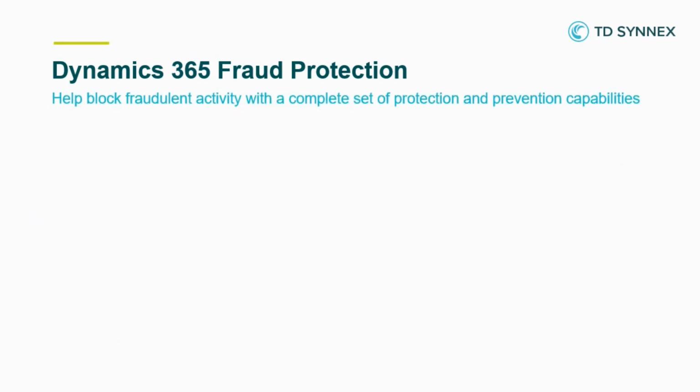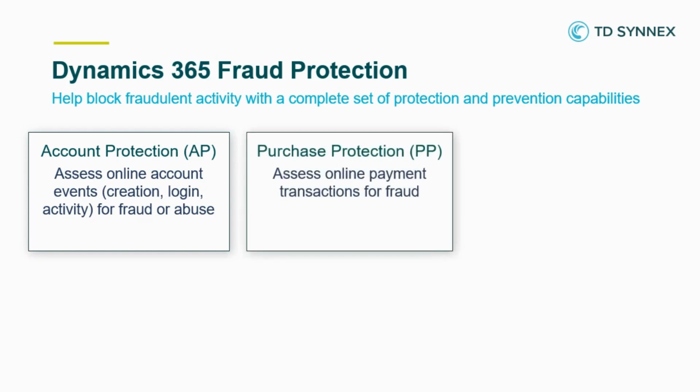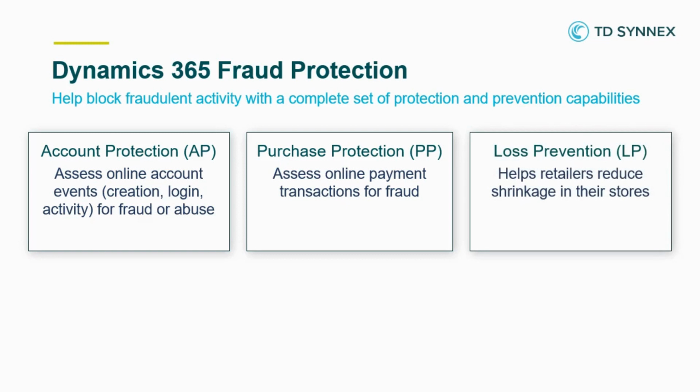You can see that Dynamics 365 Fraud Protection is all about helping block fraudulent activity. And we know that there are three capabilities that it delivers on. First of all, account protection helps protect online customer accounts by detecting and preventing fraudulent activities. Then purchase protection helps protect online transactions by detecting and preventing fraudulent activities, and it makes sure the right transactions are accepted. And loss prevention helps retailers to reduce shrinkage in stores.